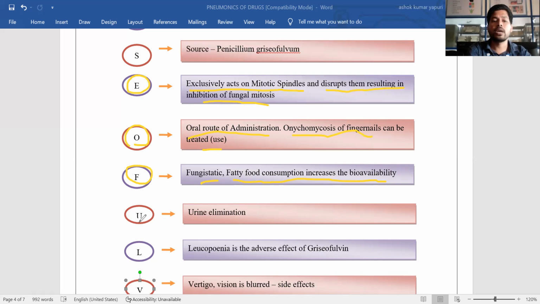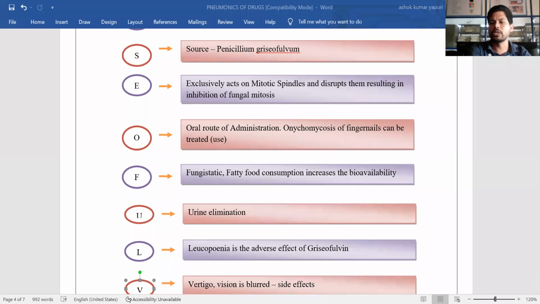Next, based on the letter U, Griseofulvin is eliminated through the urine. So the general elimination of Griseofulvin is through the urine. That is regarding the letters up to letter U.